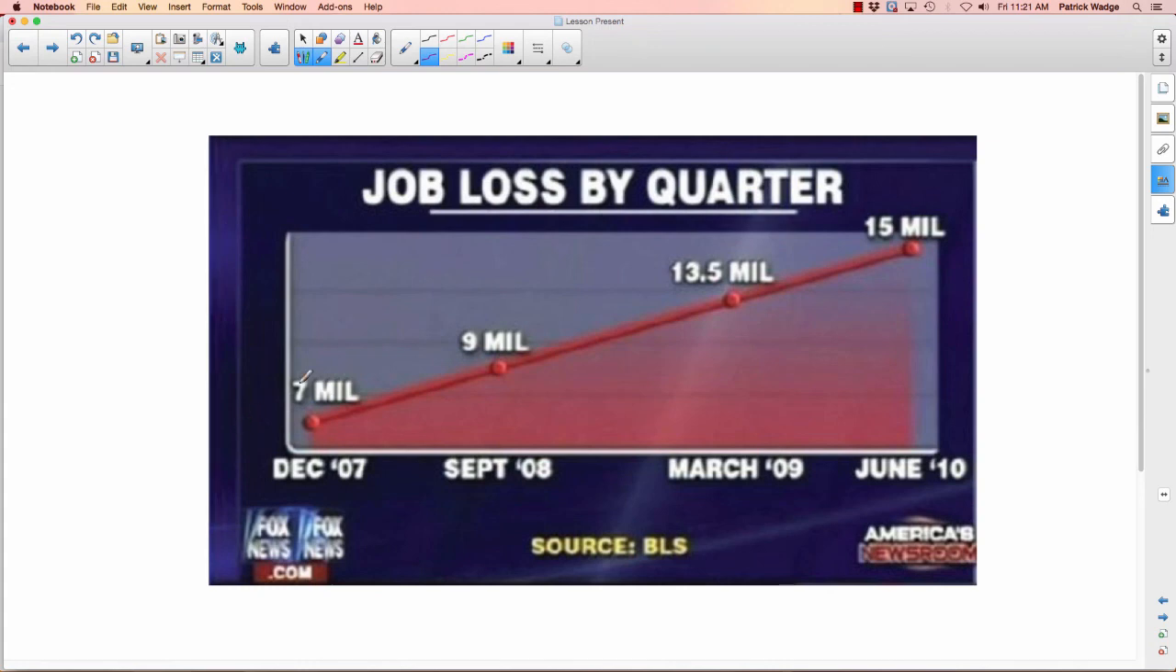Job loss by quarter. Oh wow, job losses are really going up. Wait a minute. December 07, then it goes to September 08. That's about 10 months difference from there to there. Then it goes to March 09. That's about 6 months to there. And then it goes to June 10th. That's about 15 months to there. They're just cherry-picking the ones to make it seem extreme. In fact, maybe it goes something like this. Down, up. Sorry. Maybe it goes like that. And job loss goes up and down and up and down. But by picking all the high points, they make it look like it's just increasing and increasing and increasing.